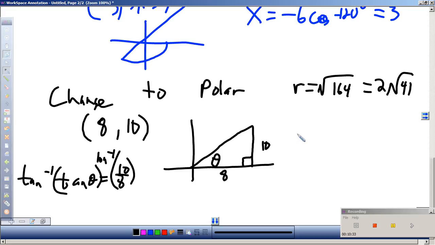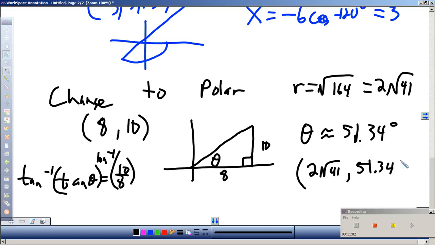Do 2 decimal places. So theta is approximately 51 point what? 34 degrees. So our coordinate would be what? Now, typically, if you have something like this, you don't want to just give the decimal approximation here, because it's hard to get the exact one. So what is the decimal approximation of 2 root 41? 12.81.